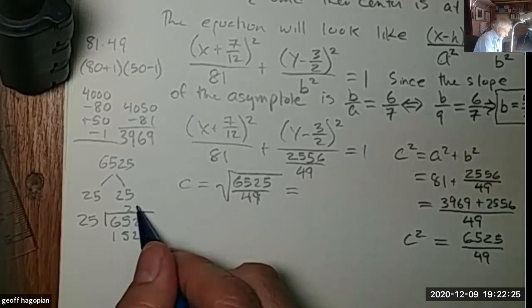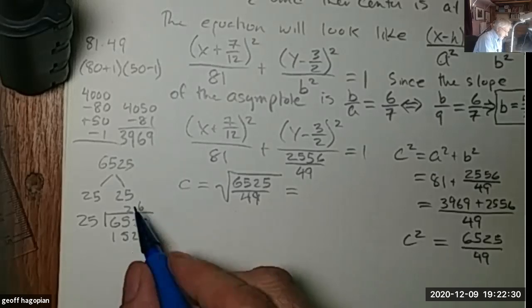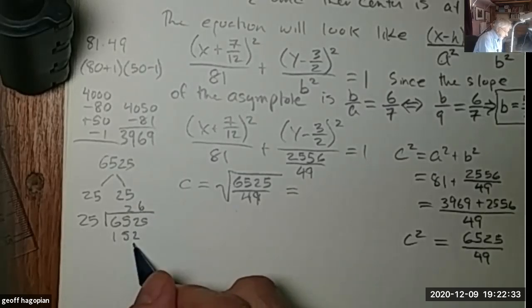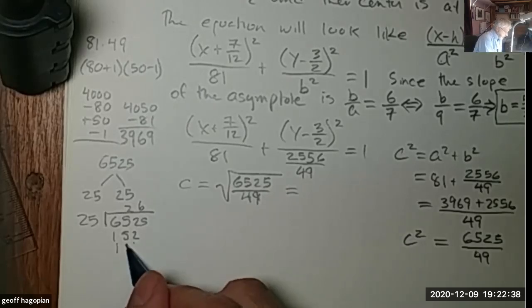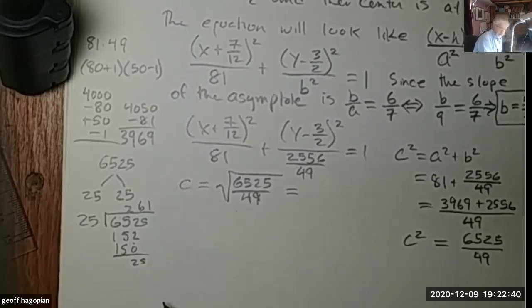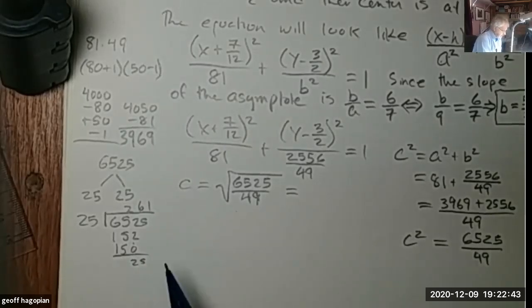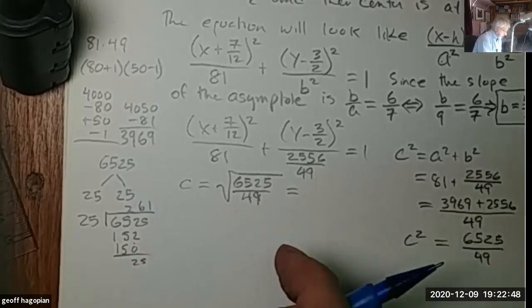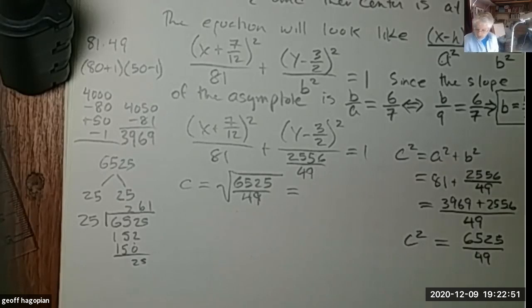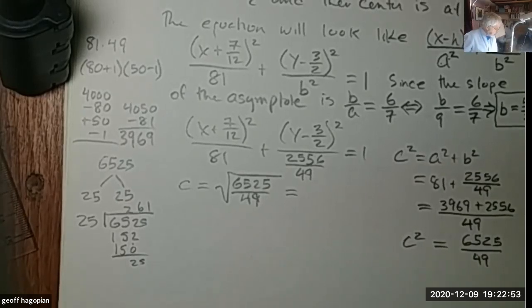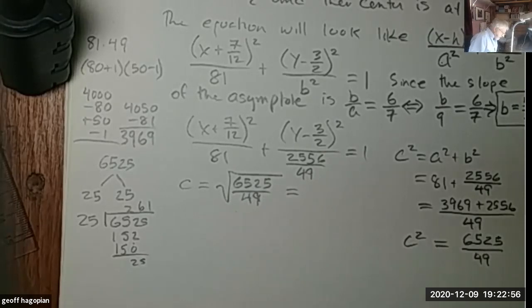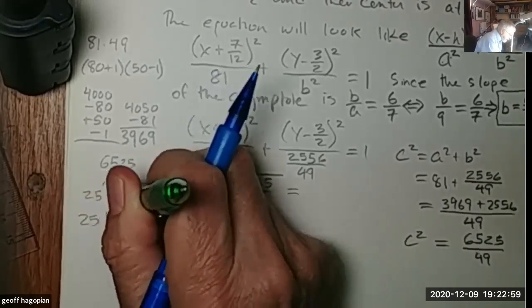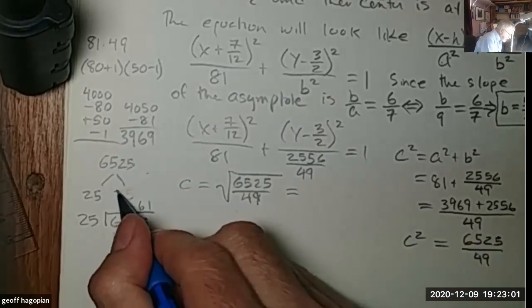Then it goes in 6 times, right? 6 times 25 is 150. Okay, so that leaves just 25, and so that's a 1, right? Is 261 a perfect square? What did I write up here? I don't know. That's wrong. I've lost my eraser. I meant to factor this as a product of 25 and 261.